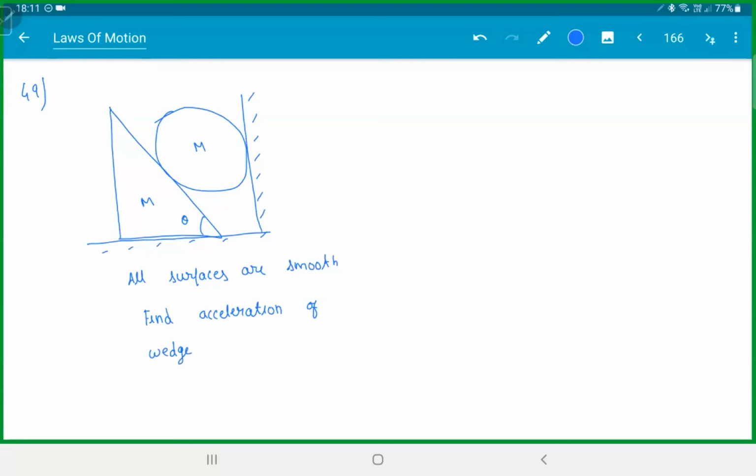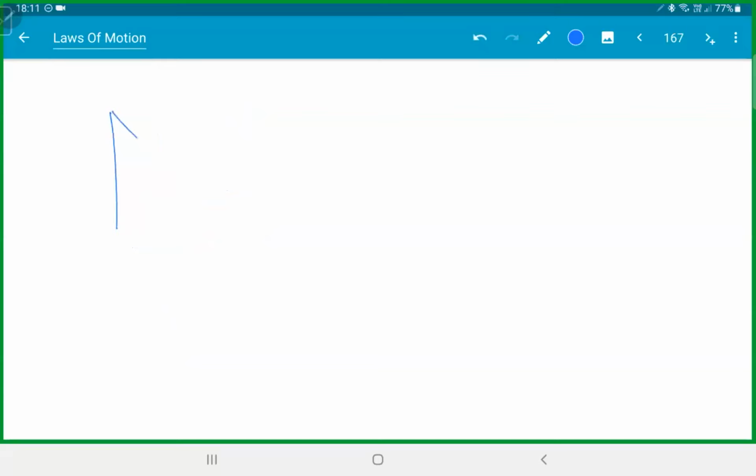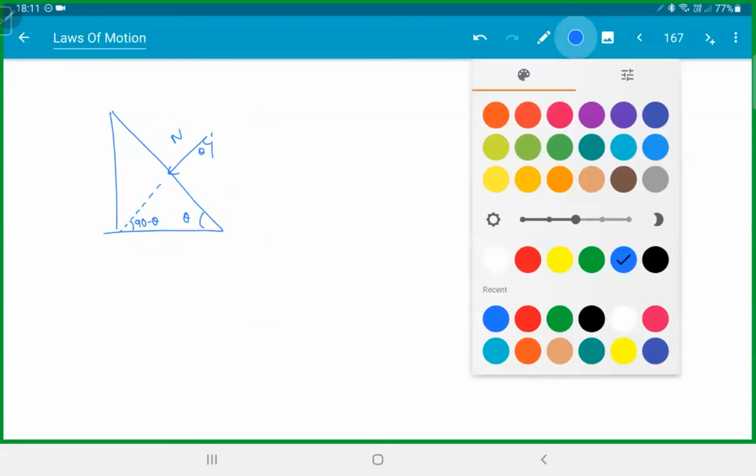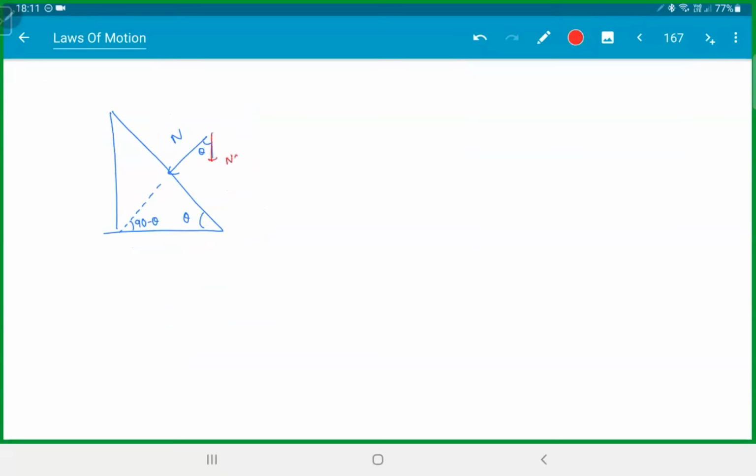Okay. Step 1, free body diagram. Theta, normal reaction. Extend this. So this will be 90 minus theta, and this will be theta. So components will be N cos theta and N sin theta, and this acceleration be a1. So N sin theta is equal to mass into a1.